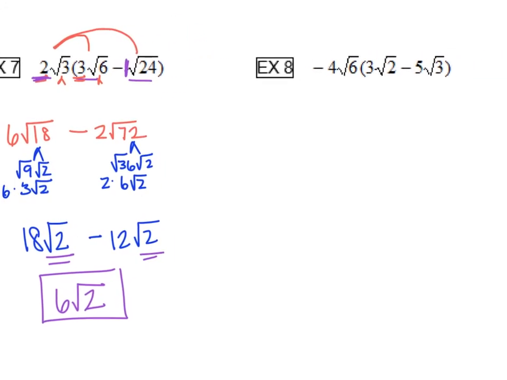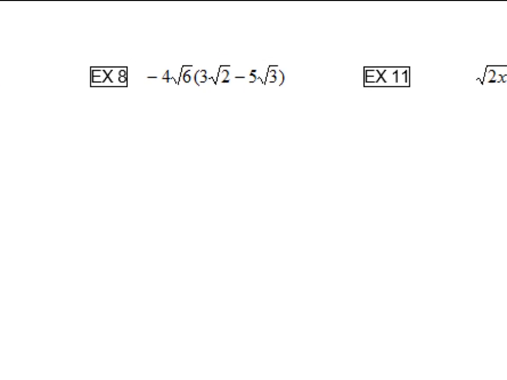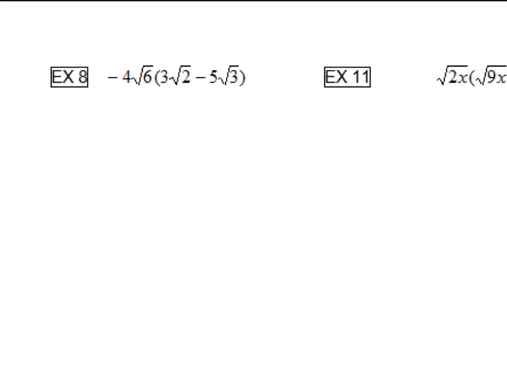Alright, next example, same idea. We're just going to do some distributing, multiply the like parts, and see if we should reduce and combine like terms. Alright, so we multiply the numbers out front. Negative 4 times 3 is negative 12. Then you multiply the radicals. 6 times 2 is 12.